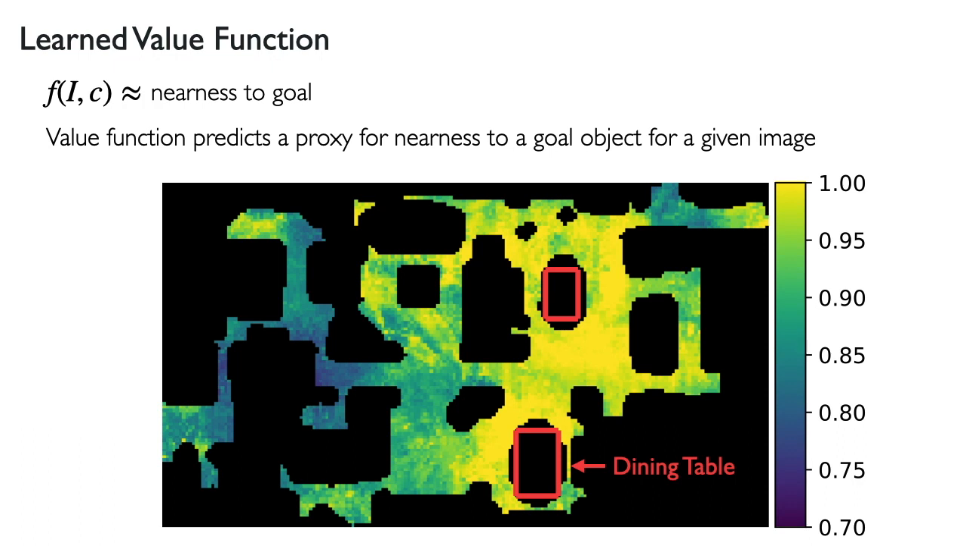Additionally, we visualize the value at different locations in a heat map. Here we visualize the value for dining tables in a novel environment. We can see the value is high around dining tables, outlined in red, and it decreases as distance from the dining tables increases.